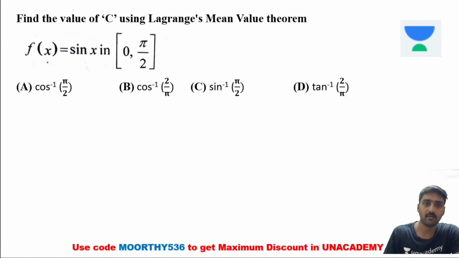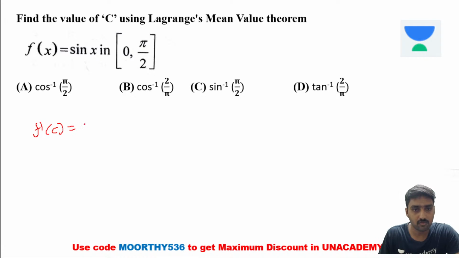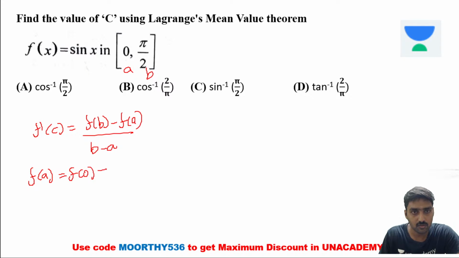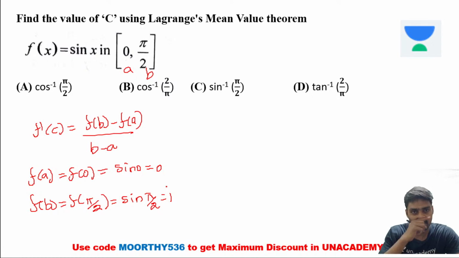As per Lagrange's mean value theorem, we need to identify, again with the same condition, f dash of C is equal to f of B minus f of A divided by B minus A. Here it's A, it's B. Now f of A is equal to f of 0, which is sine 0, and sine 0 is equal to 0. F of B is equal to f of pi divided by 2, which is sine pi divided by 2, and sine pi divided by 2 is equal to 1.